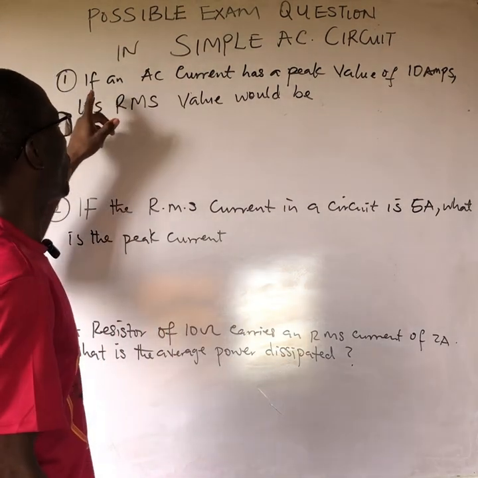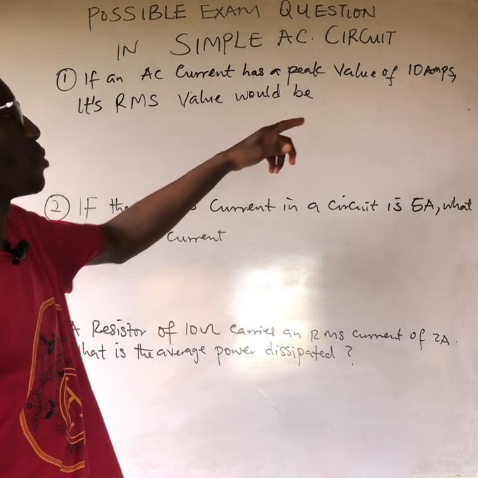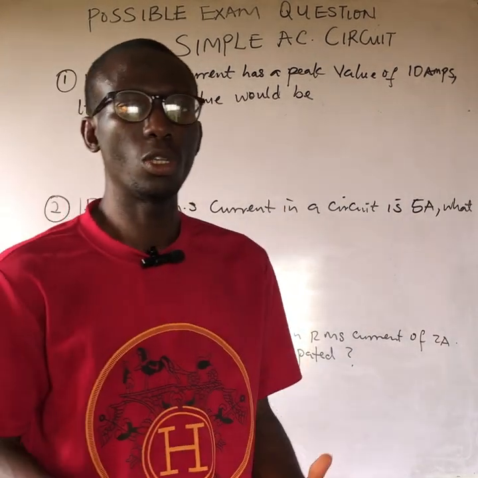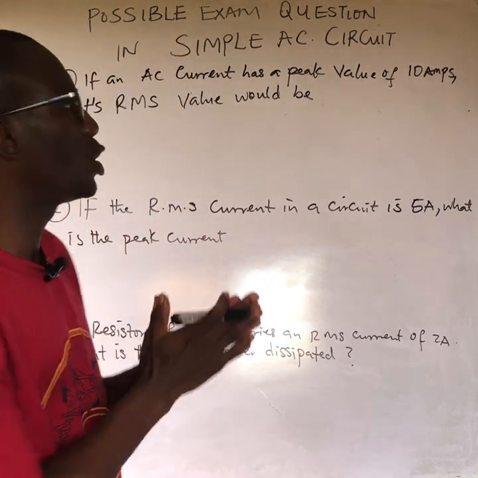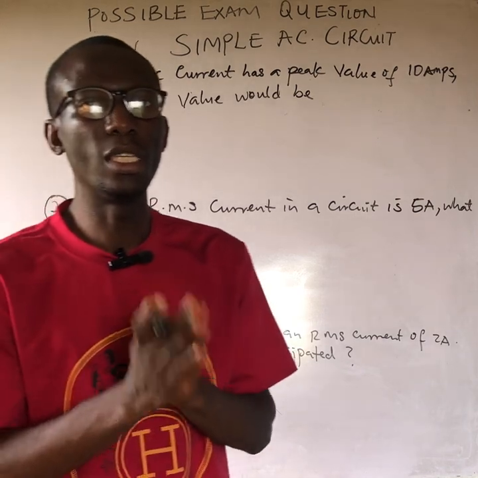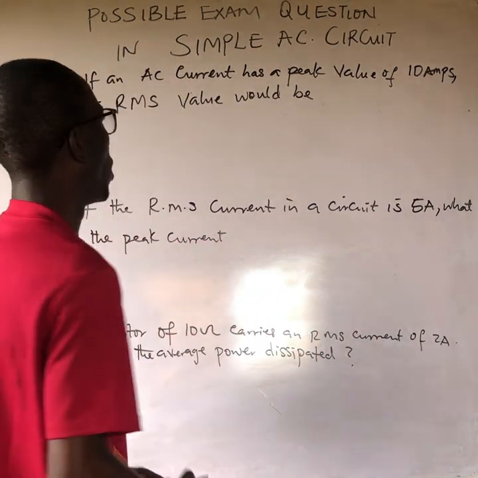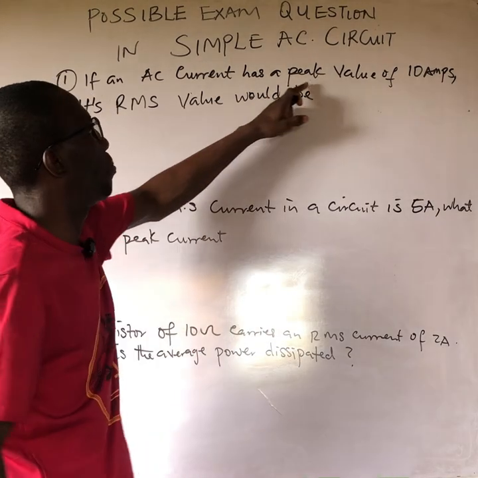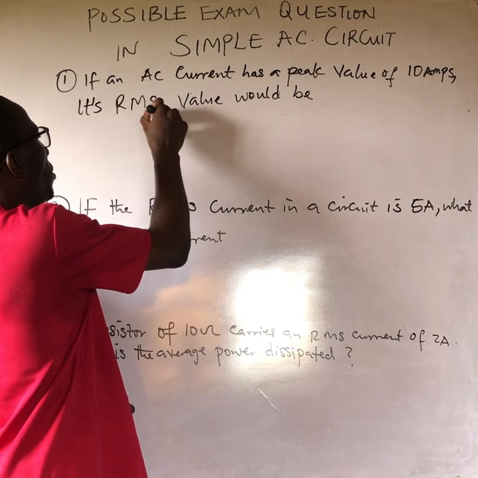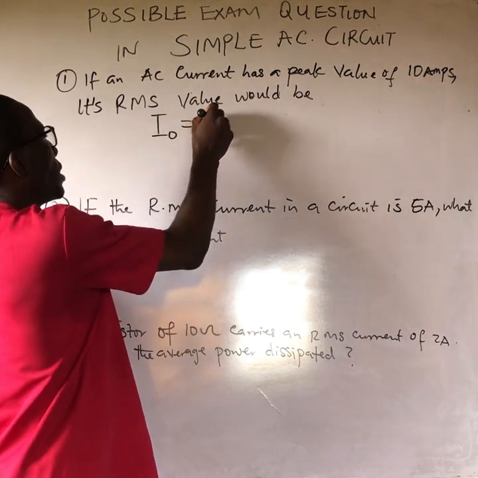If an AC current has a peak value of 10 amps, its root mean square value would be. Now, in trying to resolve this problem, you need to understand that each of these three problems has a given parameter, and we first have to write down the parameter that is given. So we have the peak value of 10 amps, which is I sub 0.